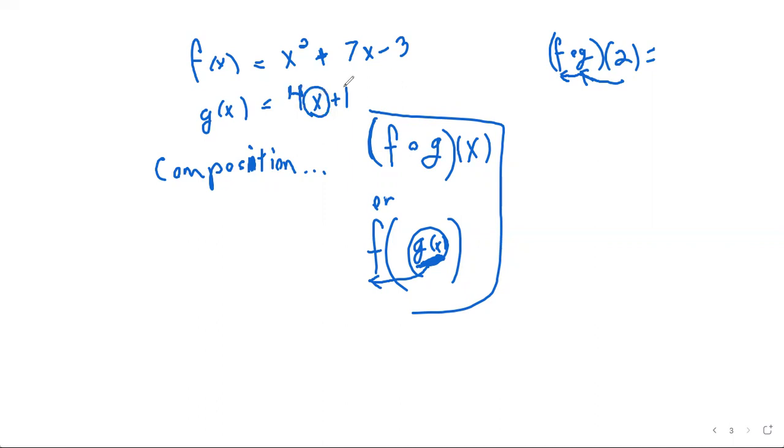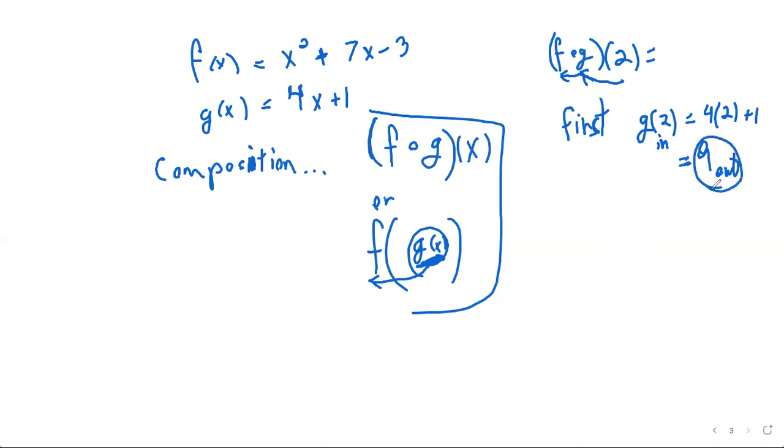2 goes into a G function, so that's going to be 4 times 2 plus 1. First we'll have G of 2 equals 4 times 2 plus 1, and that's 8 plus 1, which is 9. So now 2 was an input and 9 became the output, but that was just the first machine. This is turning rocks into chocolate. Now this chocolate we're going to turn into gold by throwing it into the second machine.